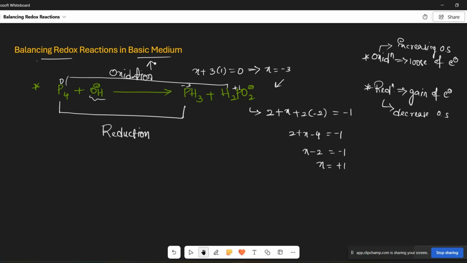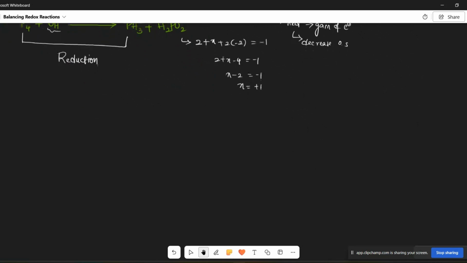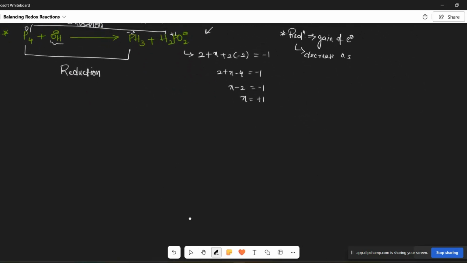I hope this is clear for you till here. This is the basic thing that you need to know while solving in acidic medium or basic medium. This is the common thing you need to know first: which is the oxidation half cell and which is the reduction half cell. This is how you will find out. Now let's move on to how to solve.